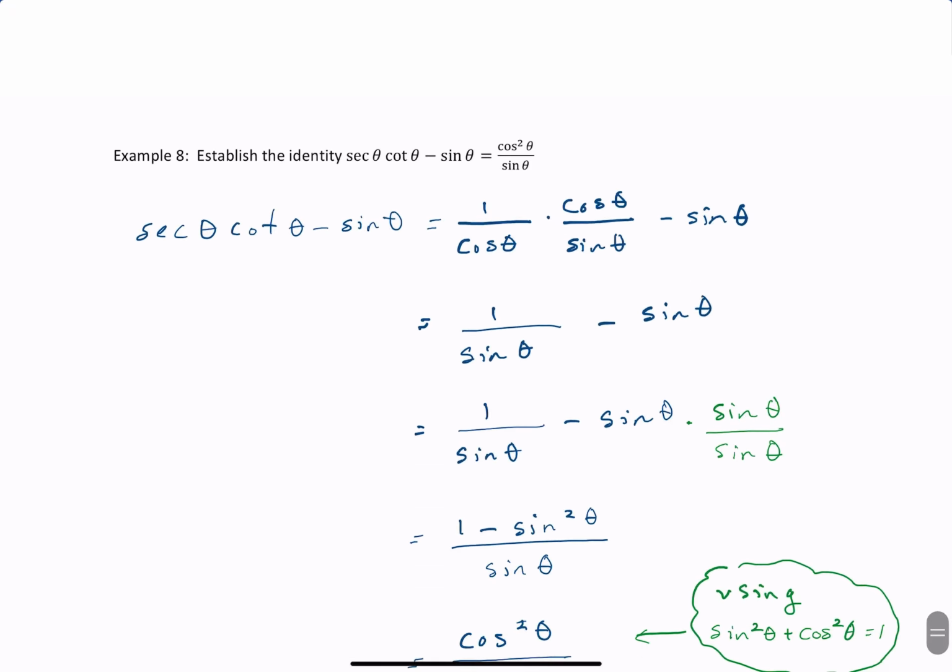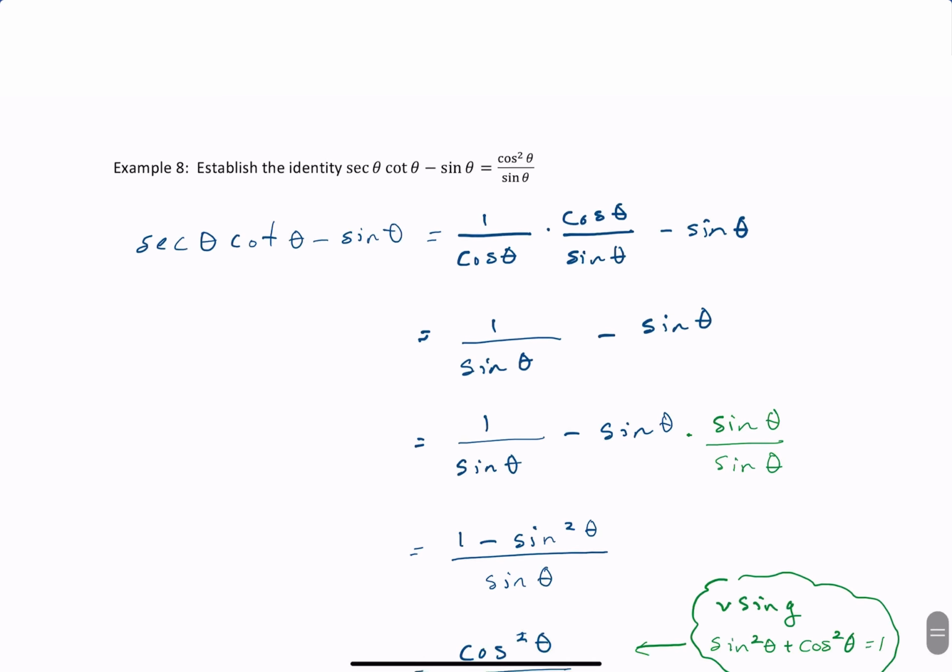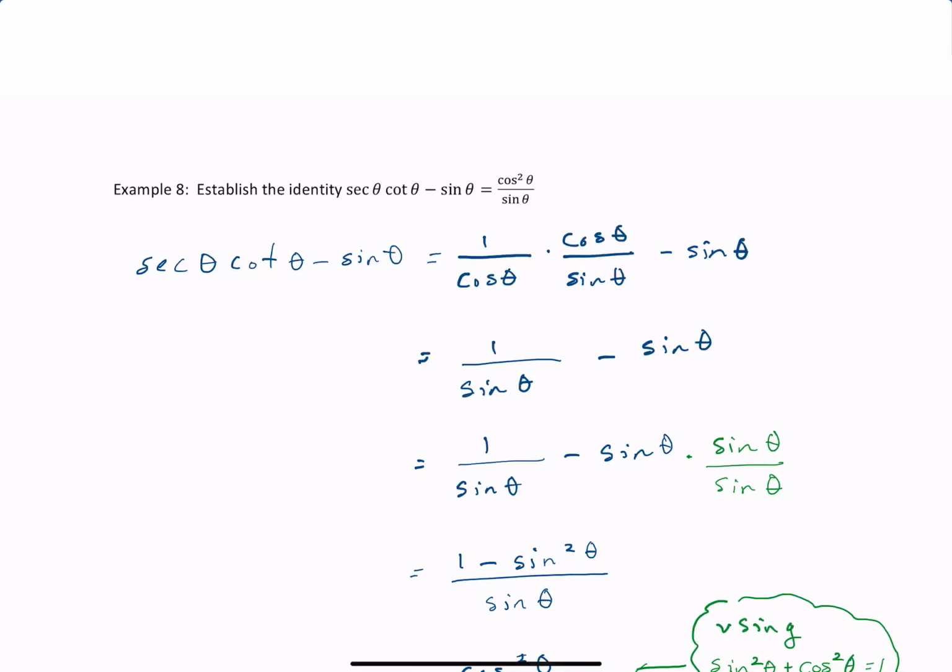Next, let's establish the identity secant of theta times cotangent of theta minus sine of theta equals cosine squared of theta over sine of theta. In this one, both sides look kind of complicated, but I'm going to start with the left-hand side for two reasons. First of all, it's a subtraction, and it seems more natural to simplify that as opposed to trying to take the right-hand side and split it up somehow into a subtraction.